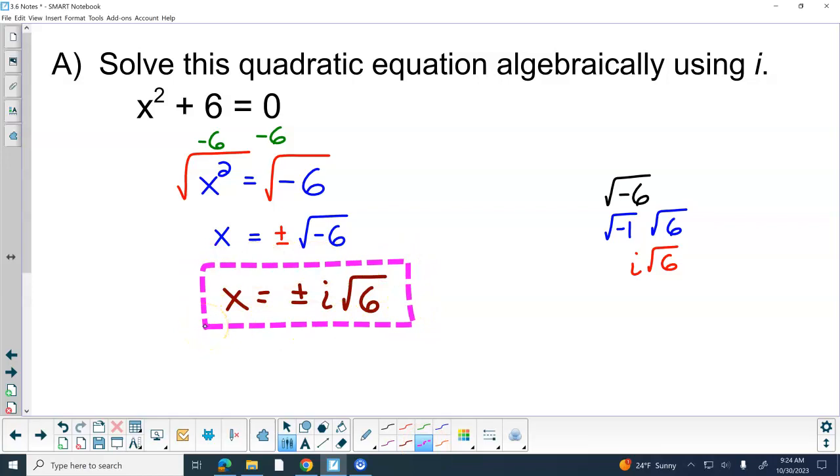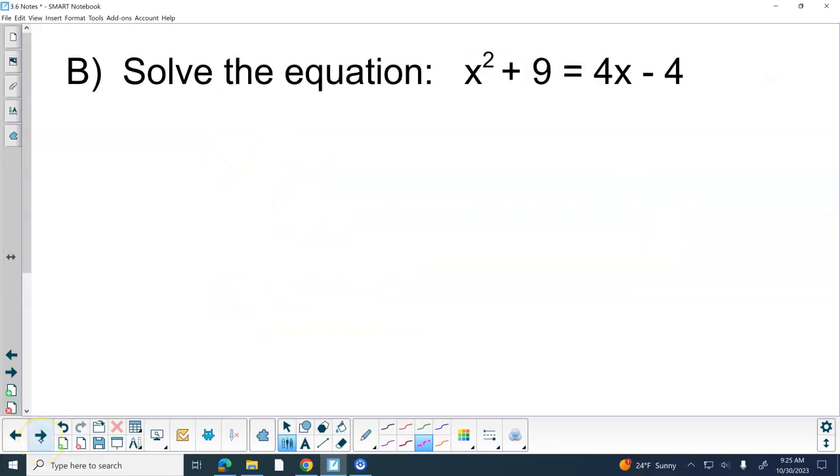And that gives me the 2 answers that you told me that I had to have. One is positive i square root of 6, the other is negative i square root of 6. Okay? Questions on that? You've done that probably a couple, 13, 14 times. Okay.